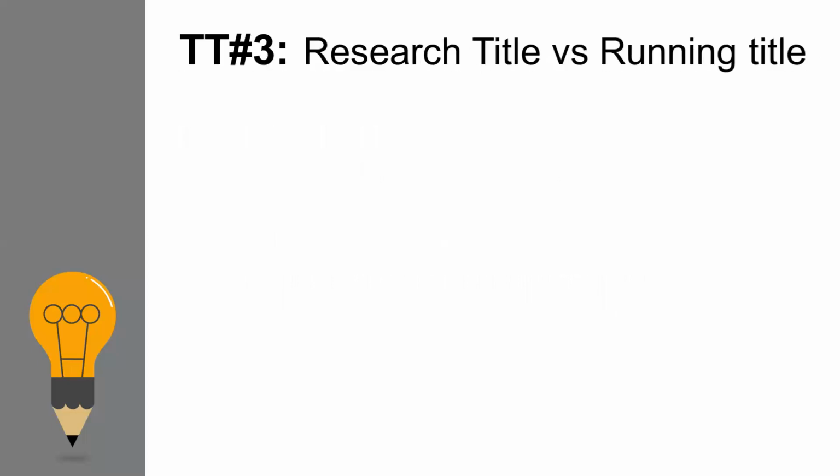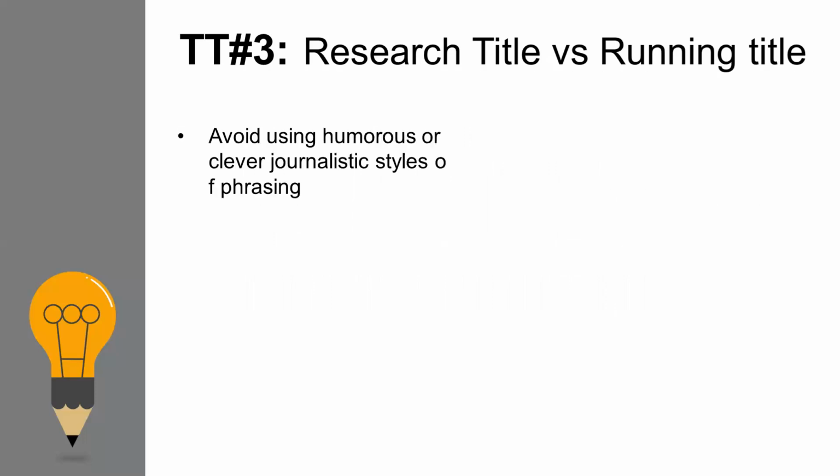The third tip is research title versus running title. So most of the time when we submit our research proposal, most of the journals ask for a research title as well as a running title. So let us understand what is the difference between the two, or is it the same?